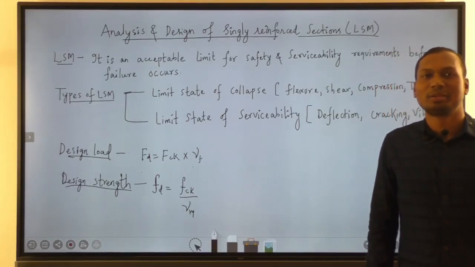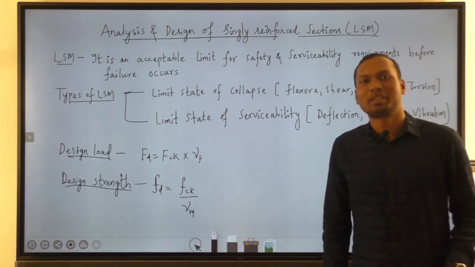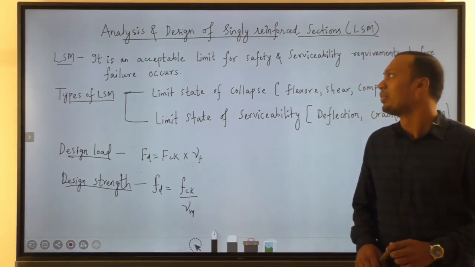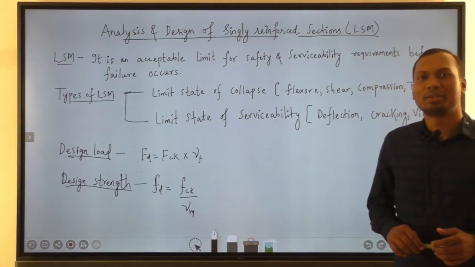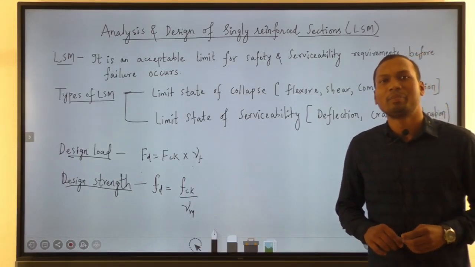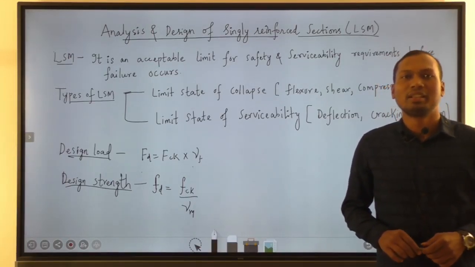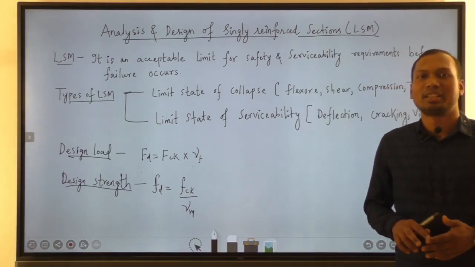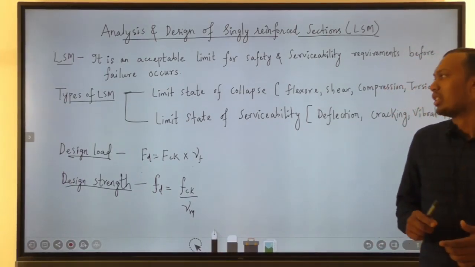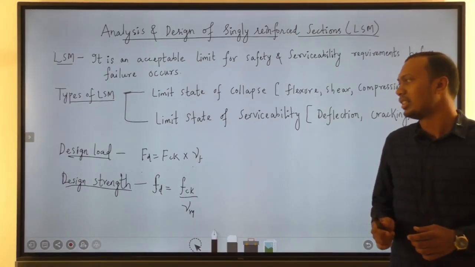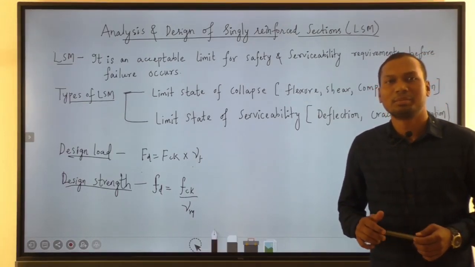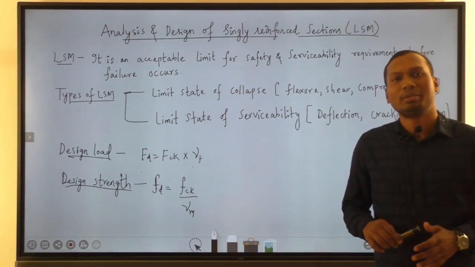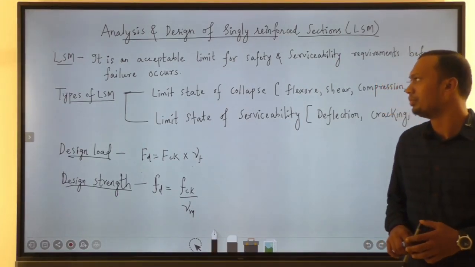In this video we are going to see one of the topics of structural design 1, that is analysis and design of singly reinforced sections by limit state method. Before moving into the topic, we will just see the basics, that is what is limit state method, what are the types of limit state method, what is design load, what is design strength, and finally after seeing the assumptions in limit state method, we will go to the analysis part.